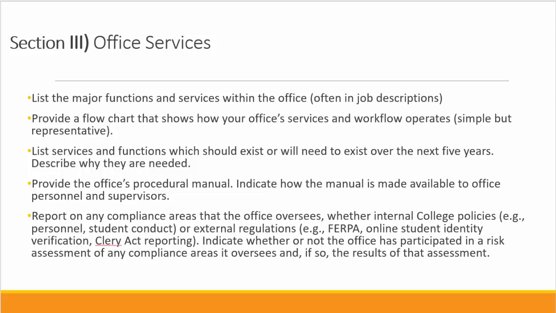You'll also want to provide a list of any services or functions that don't exist, but you think should be created over the next review cycle, 4 to 5 years. And then list here and include the office's procedural manuals. So if you needed to train someone in how a particular service or function of the office is accomplished, we need to have those documented in procedural manuals. You'll also want to report here on any compliance areas that the office oversees, whether that's with regard to internal college policies, such as, say, student conduct, or external regulations.